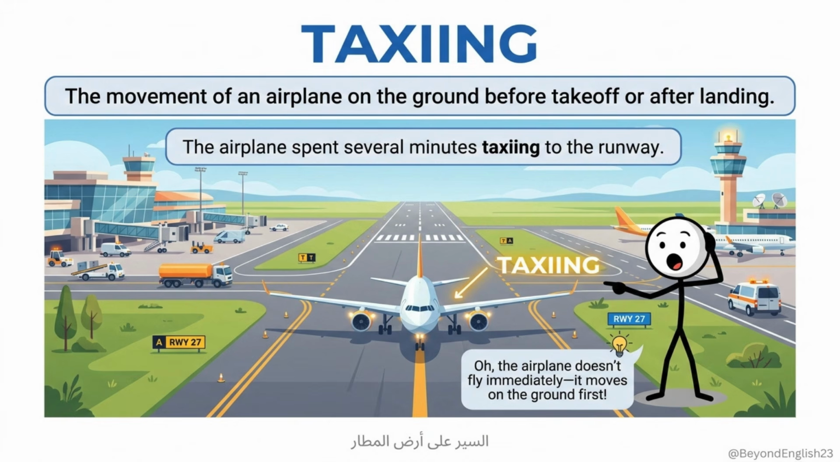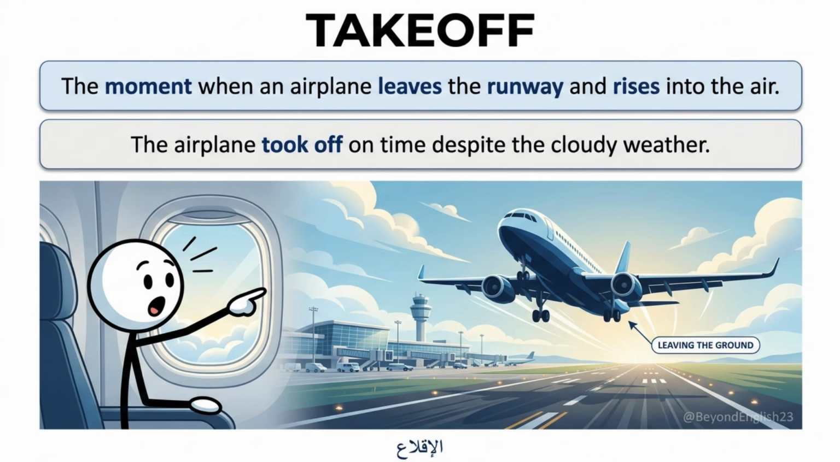9. Taxiing. Taxiing is when an airplane moves slowly on the ground before takeoff or after landing. Example: the airplane spent several minutes taxiing to the runway. During taxiing, the airplane is still on the ground. 10. Takeoff. Takeoff is the moment when an airplane leaves the runway and rises into the air.